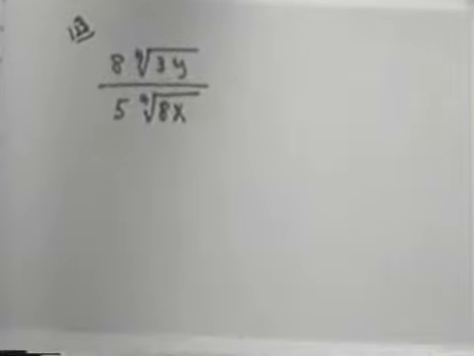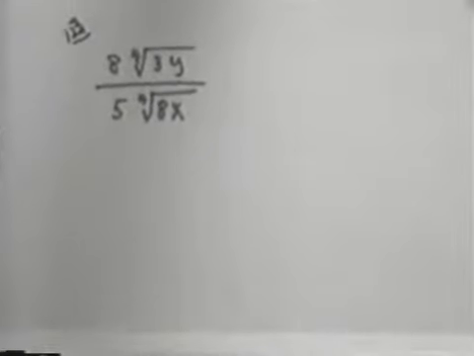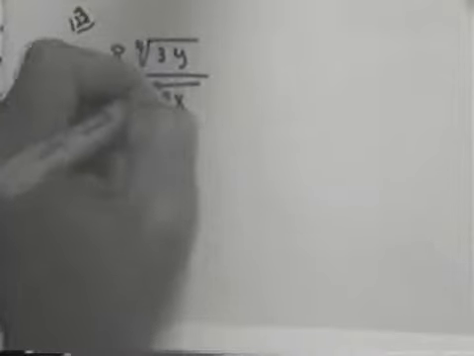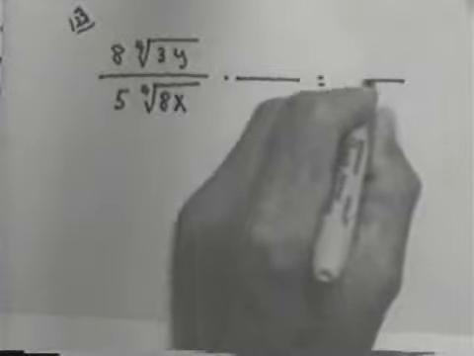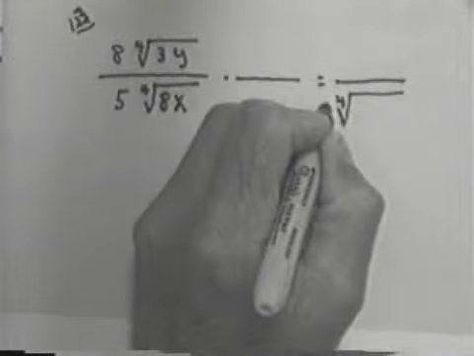We want to divide 8 times the 4th root of 3y by 5 times the 4th root of 8x. Well, what we want to do is to rationalize the denominator. You need a list of your fourths, because you have to do this. We're going to multiply both numerator and denominator by whatever it takes to make the denominator the 4th root of a perfect power.